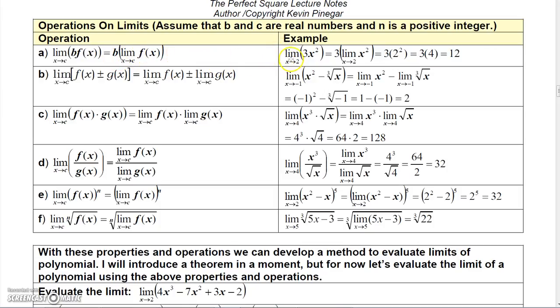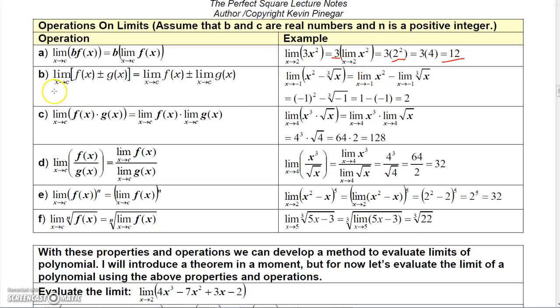Let's say you wanted the limit of 3x squared as x approaches 2. Well, we don't know how to do the limit of 3x squared, but we do know how to get the limit of x squared from the property we talked about. We can actually put the 3 out here and say that's 3 times the limit. And now we know how to evaluate the limit of x squared. We know that limit is just 2 squared. So our answer is going to be 3 times 2 squared, which is 12.